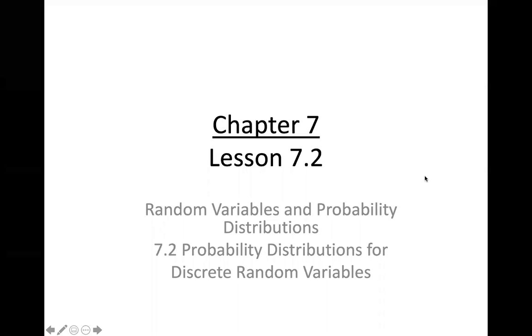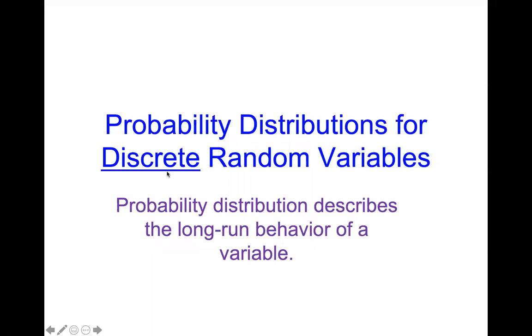All right, so this is lesson 7.2. This is specifically talking about probability distributions for discrete random variables. Now that you know how to tell the difference between discrete versus continuous, we're focusing on the discrete today. What a probability distribution does is it describes the long run behavior of a variable.